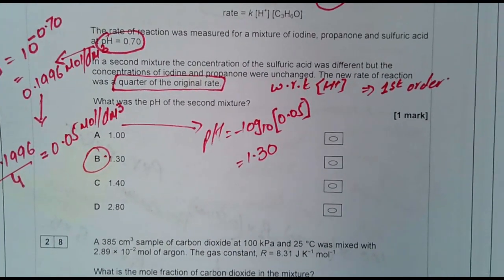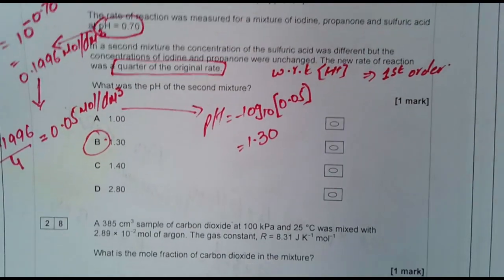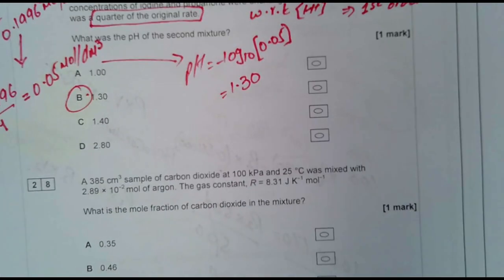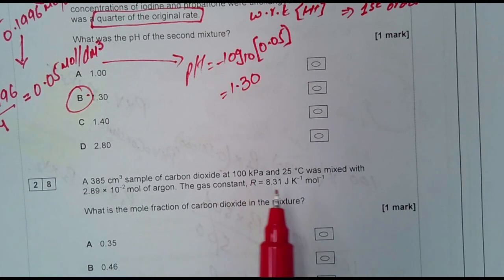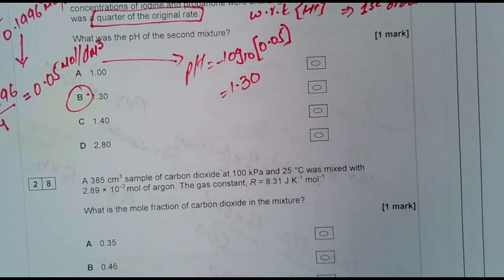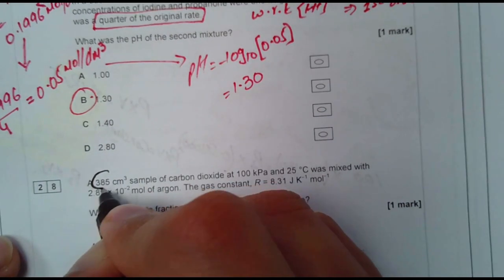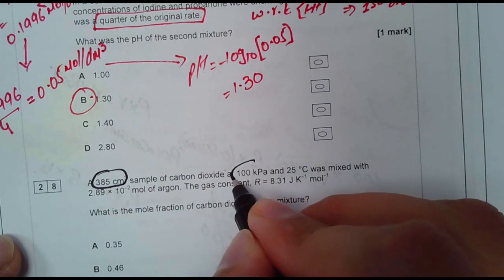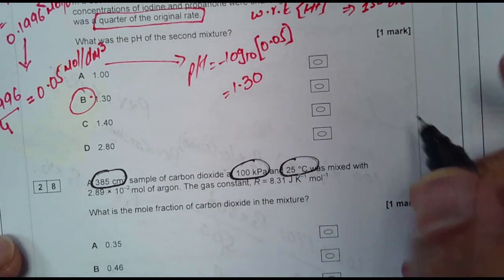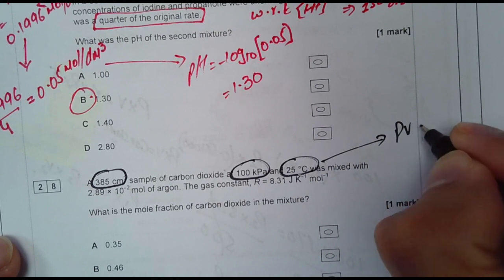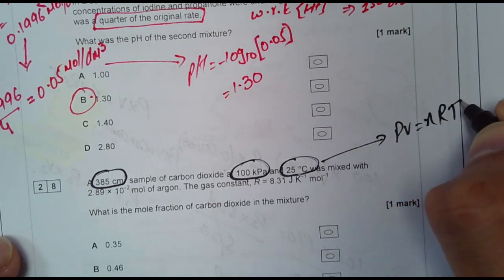Next question says a 385 centimeter cube sample of carbon dioxide at 100 kPa and 25 degrees Celsius was mixed with 2.89 times 10 to the power of minus 2 moles of argon. The gas constant is given. What is the mole fraction of carbon dioxide in the mixture? Now they've given us the volume here. We've been given the pressure, we've been given the temperature. We can make use of PV equals nRT.